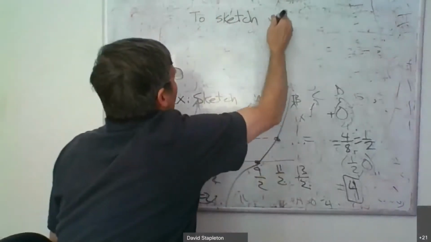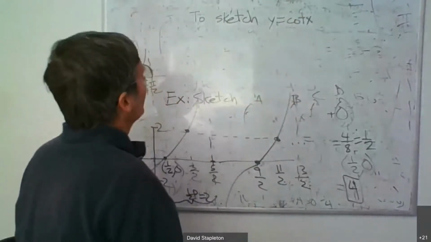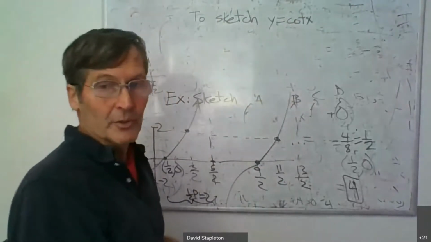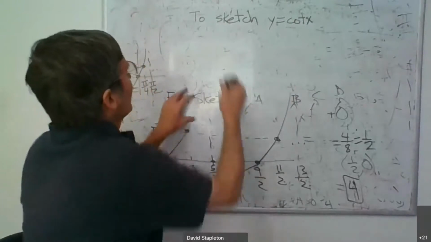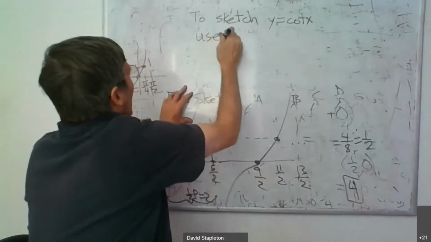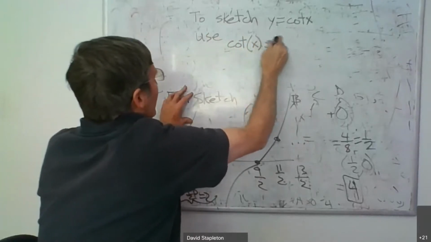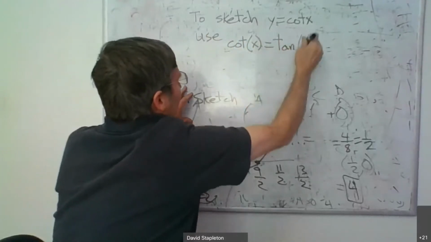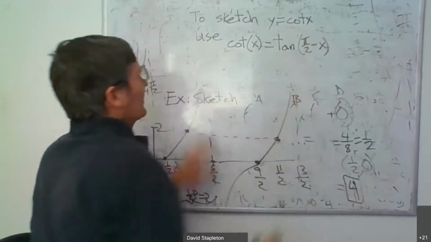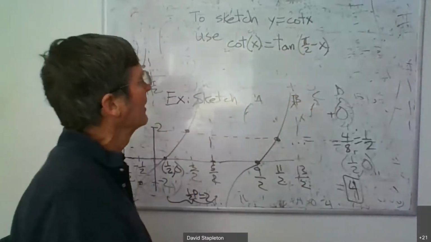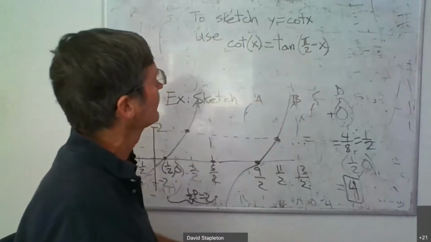So to sketch y equals cotangent x and the shifted and stretched version, we can actually do this one really quick. Remember the cofunction identity? I can use that the cotangent of x is the tangent of 90 degrees minus x, or in radians pi over 2 minus x, right? That's the cofunction identity. That tells me how to graph the whole thing, because now our stretching and shifting techniques tell us how to graph this, right?